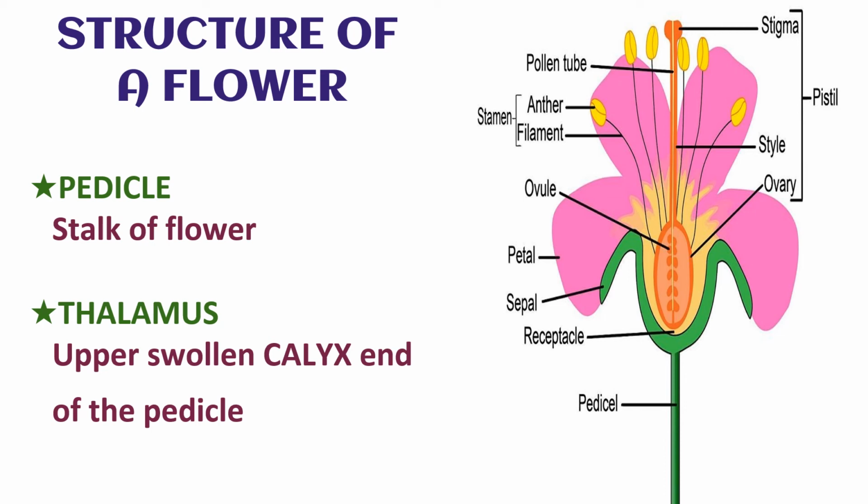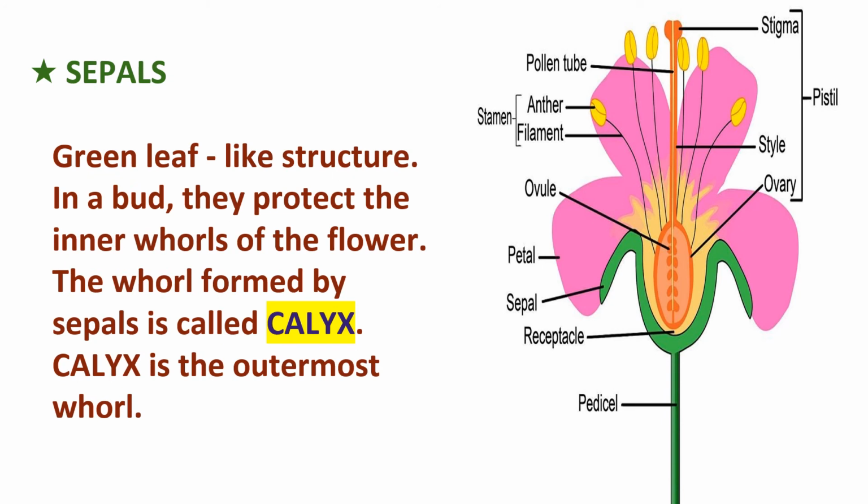Now we have receptacle or thalamus. Thalamus is the upper swollen part or swollen end of the pedicel. All the floral parts are attached to the thalamus. Sepals. Sepals are nothing but green leaf-like structures which are present at the base. In a bud, they enclose and protect the inner whorls of the flower. So the function of these sepals is to protect when flower is in bud condition.